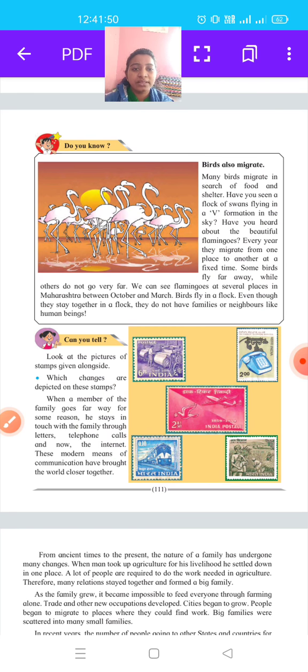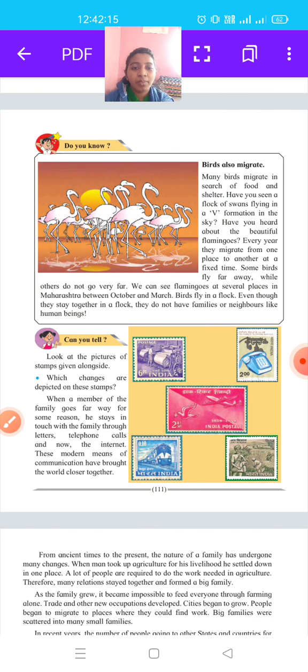Can you tell? Look at the pictures of stamps given alongside. See children, pictures of different stamps are given. Which changes are depicted on these stamps? Different pictures are there on the stamps. Their color is also different here.